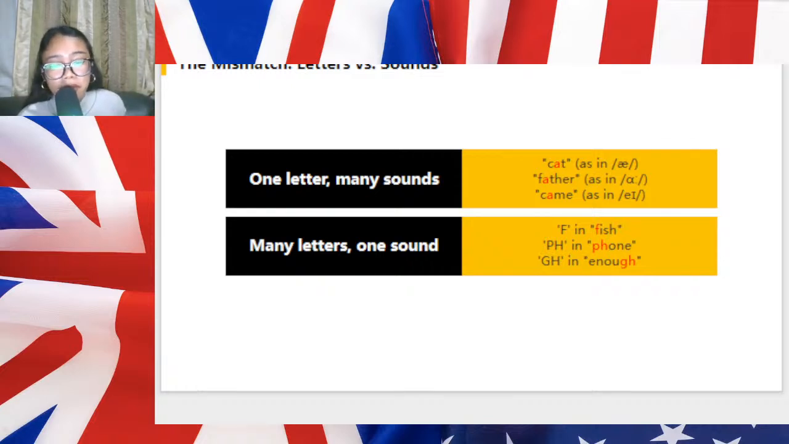It's a reminder that relying on the alphabet alone to guide pronunciation is like trying to navigate a maze without a map. This slide perfectly brings us to our solution for today. Because of all these mismatches, we need a consistent way to represent sounds, a way that cuts through all the spelling confusion.